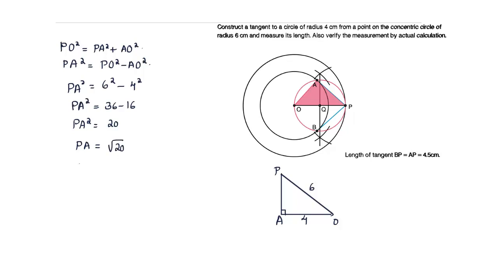20 can be written as 4 into 5. Then if I take the square root of 4, it is 2, and square root of 5 is not there because it is not a perfect square number. We need to find the square root of 5 by using the division method. So let me write here 5, and we need to add zeros depending on how many numbers we want after the decimal. So let me take 2 zeros because I want only one number after the decimal.